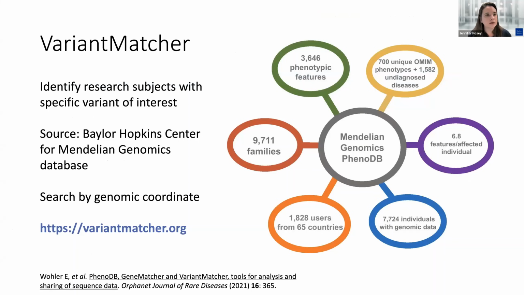So conceptually, Variant Matcher is very similar to the gene matcher node of the Matchmaker Exchange. The focus here, though, is on identifying research subjects with not only a shared gene of interest, but a shared variant of interest. This particular tool is developed by the Baylor Hopkins Center for Mendelian Genomics, and it allows you to search by genomic coordinate for your variant of interest. And I've provided the website here.